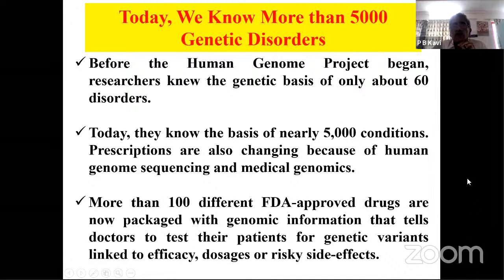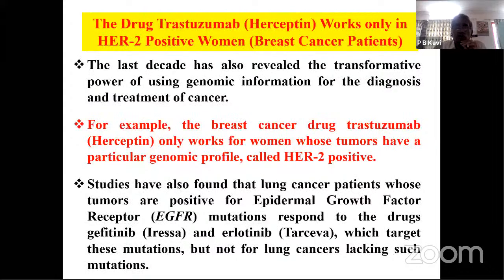So we know today more than 5,000 genetic disorders, and earlier these many disorders were not known. The disorders were very few earlier, but because of the human genome sequence, we have come to know that there are nearly 5,000 genetic disorders. And more than 100 different Food and Drug Administration approved drugs are now available in the market, which have been packaged with information about the DNA sequences. So this tells the doctors to test their patients for genetic variations, and accordingly administer the drug. The doctors should not administer the drug without knowing the genetic information.